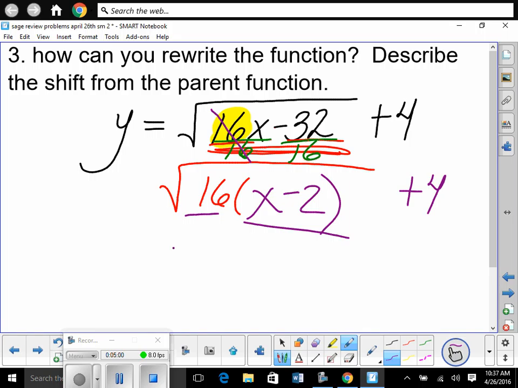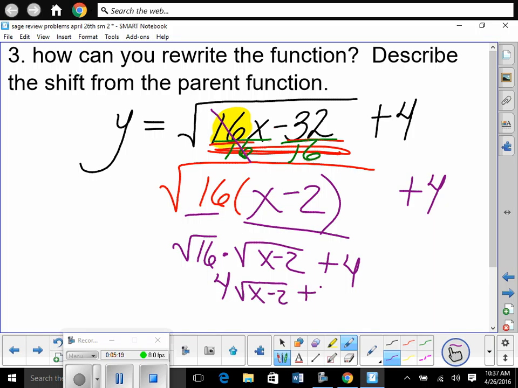We know this is the square root of 16 times the square root of x minus 2. Then we still have our plus 4. What's the square root of 16? So we have 4 times the square root of x minus 2 plus 4. And now isn't that all pretty?